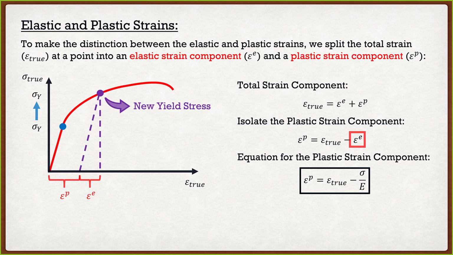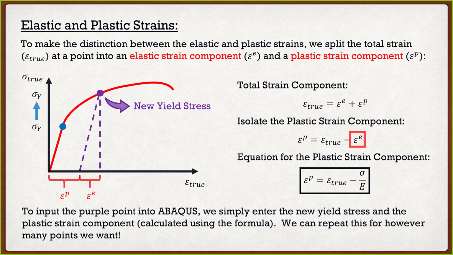Now this is the formula we're going to be using when we want to put these things into ABAQUS. So if we wanted to input this purple point into ABAQUS, all we need to do is simply enter the new yield stress along with this plastic strain calculated from above. And we can repeat this for as many points as we want.